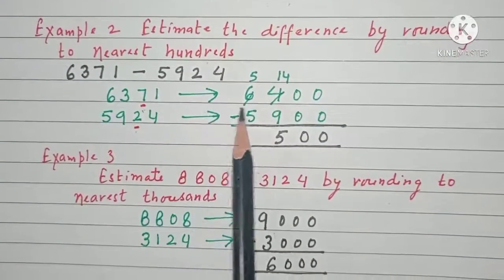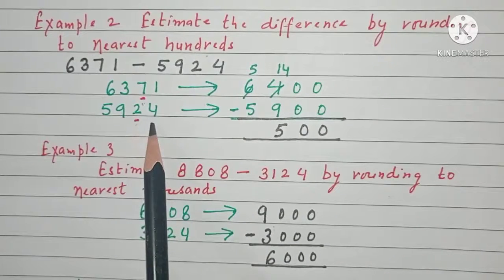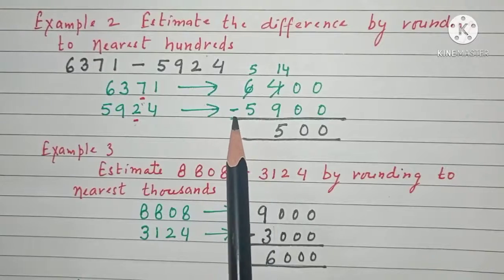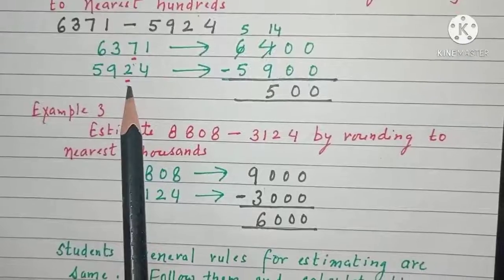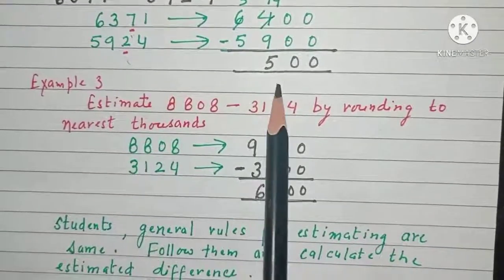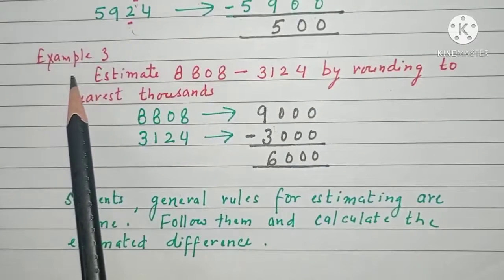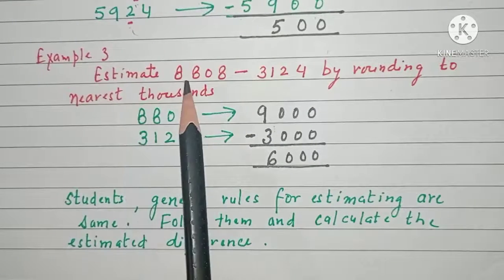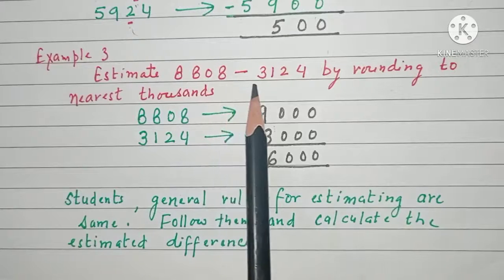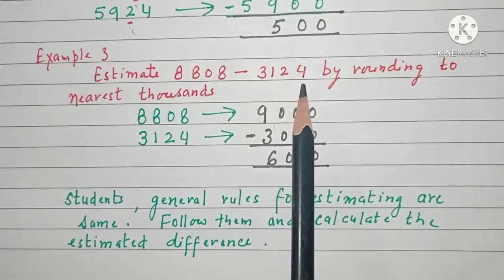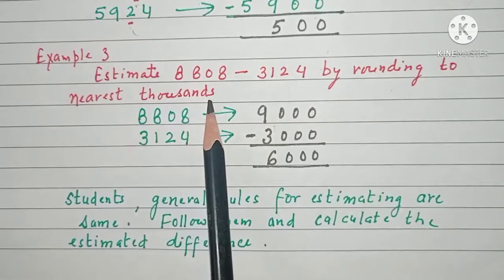So 6371 rounded off to hundreds is 6400. And 5924, when rounded off to hundreds, is 5900 because 2 is less than 5. And the answer is 500. In example 3, we have to estimate the difference of 8808 and 3124 by rounding to nearest thousands.